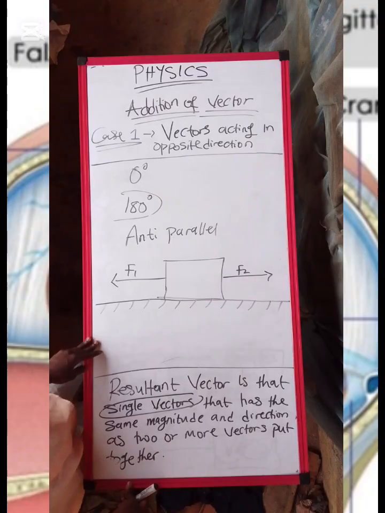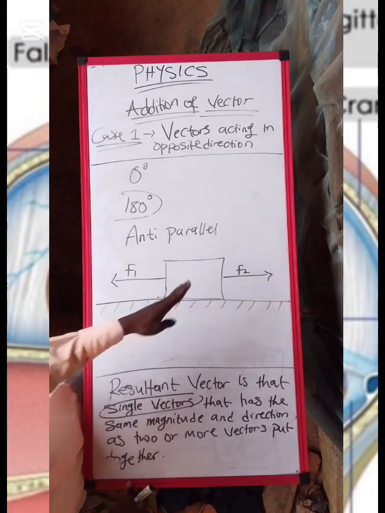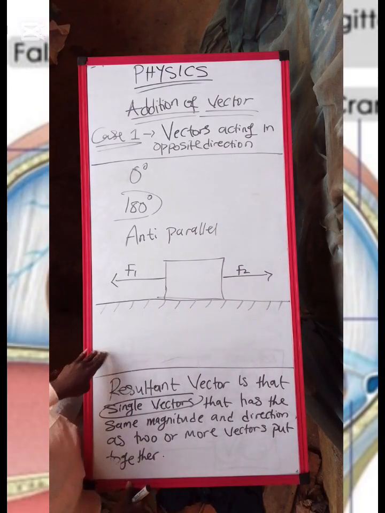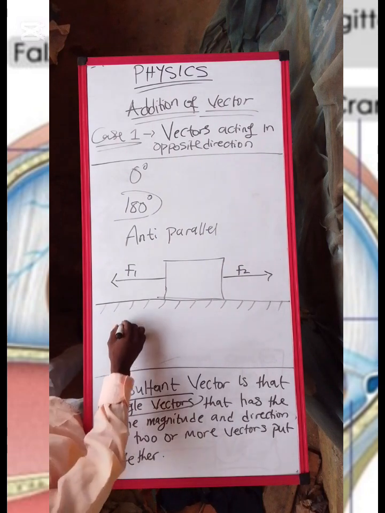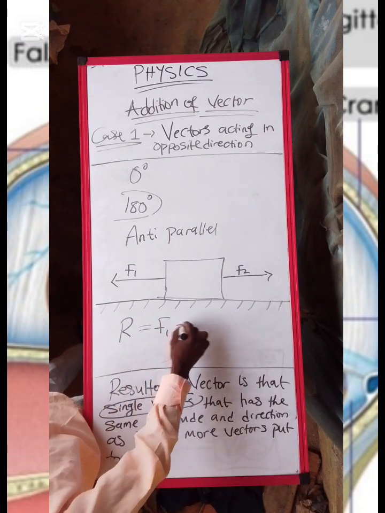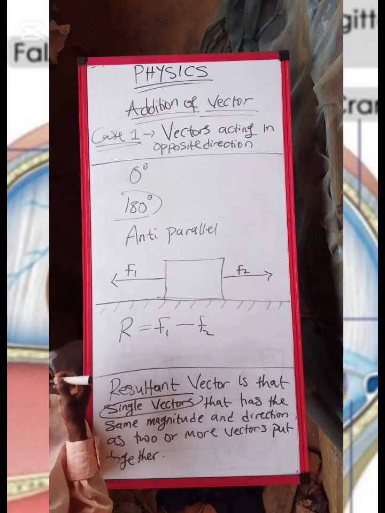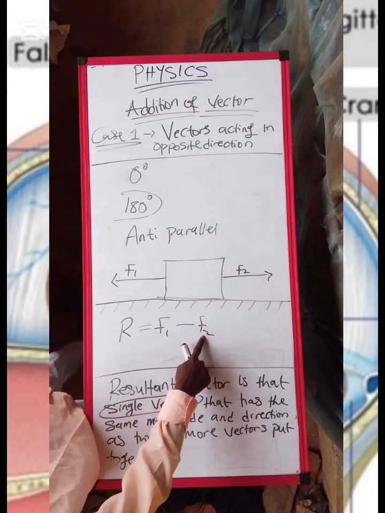So you can see that both of them are going in two different directions. Now, how do you solve for the resultant in this kind of case where the vectors are in opposite directions? Well, it is very easy to get. This is how you do it. The resultant vector is equal to F1 minus F2. Make sure that your F1 is always the larger vector and F2 is the smaller one.